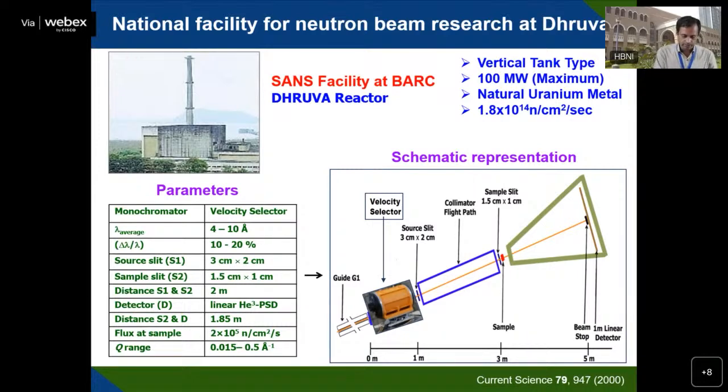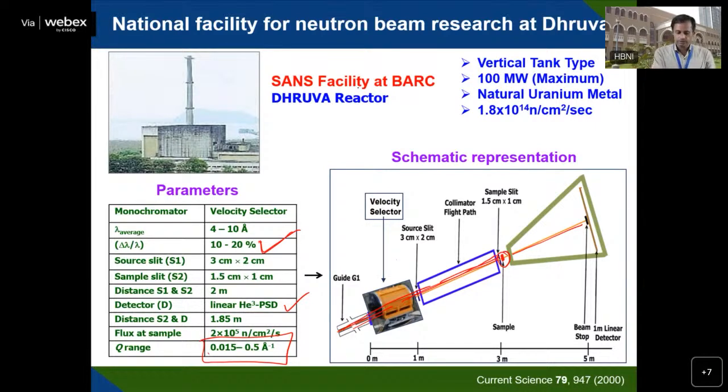In this case, the Q range is 0.015 to 0.35 per angstrom, and the variation in lambda, del lambda, is very small. You have a linear position sensitive detector. In the image you can see the neutron source coming, collimated before falling on the sample, and then going to the detector for analysis.